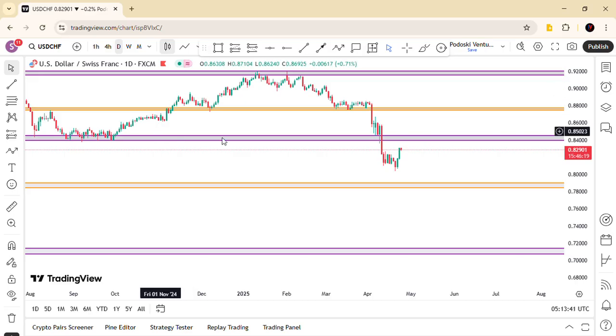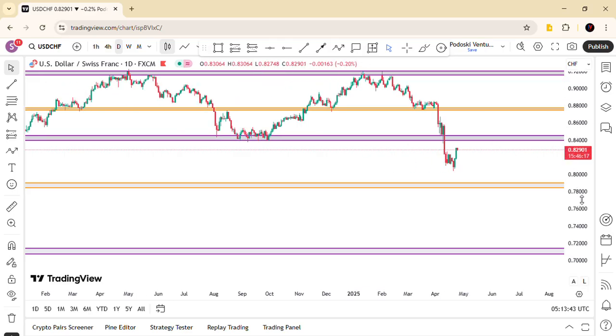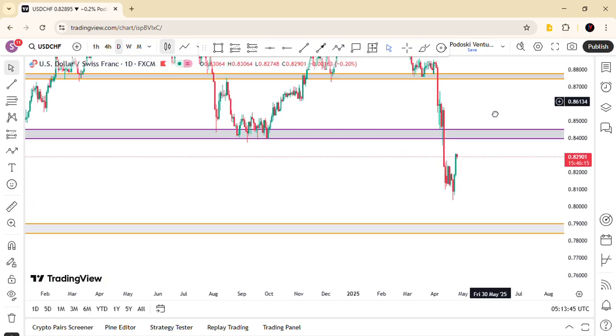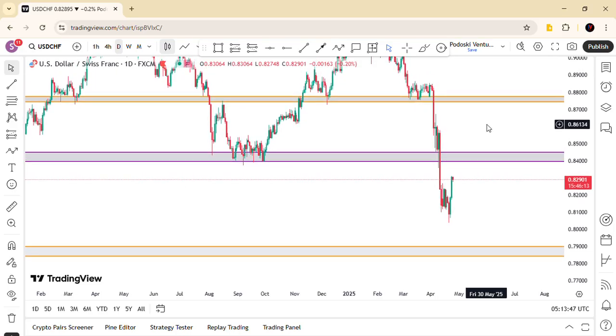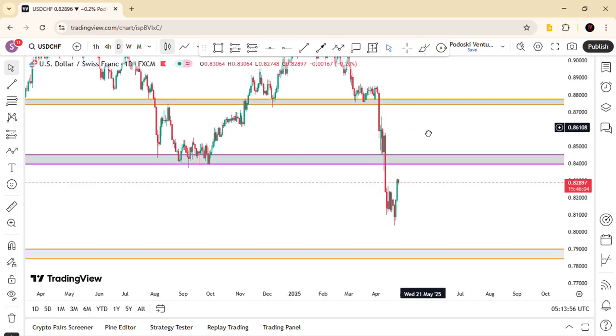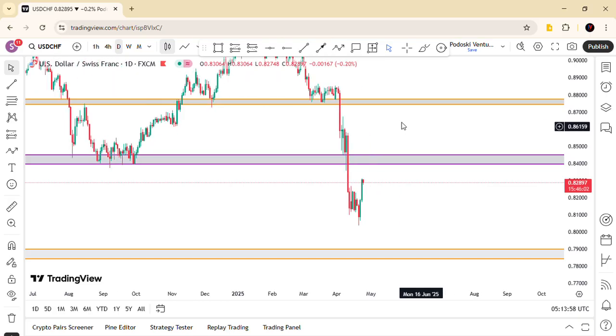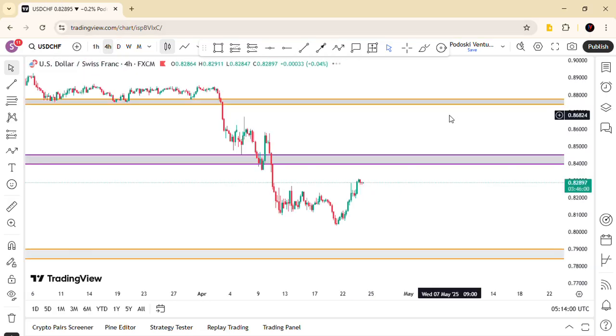Okay, so here we are on the daily time frame, and there's nothing to say about this because it's just the same structure you have seen throughout the other time frames. So let's go to the 4 hour.